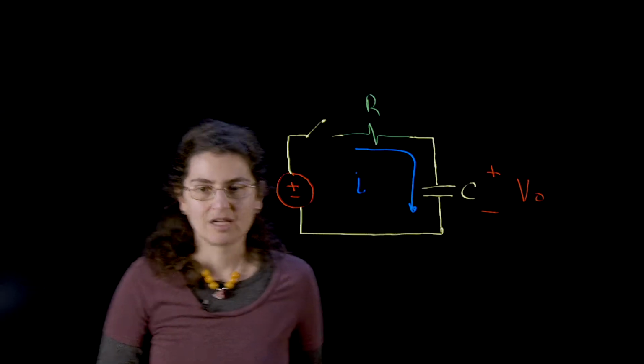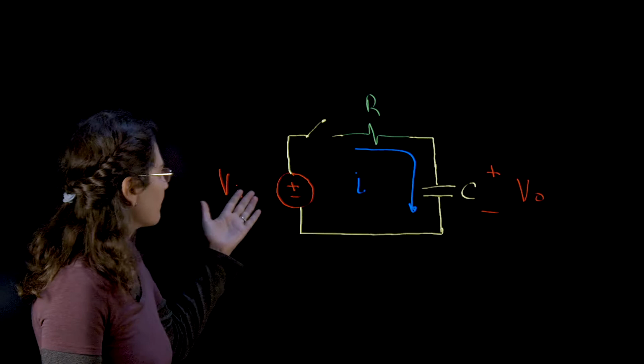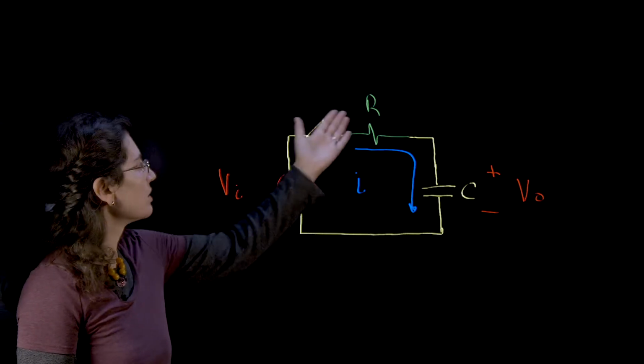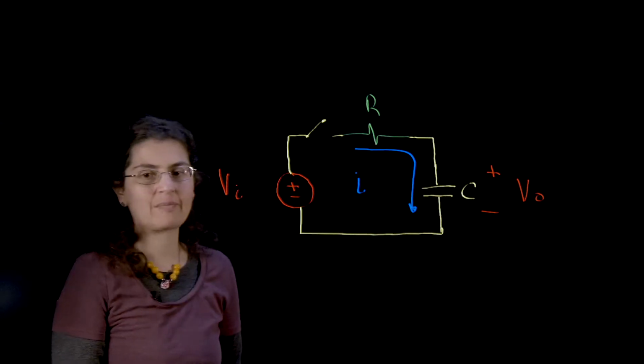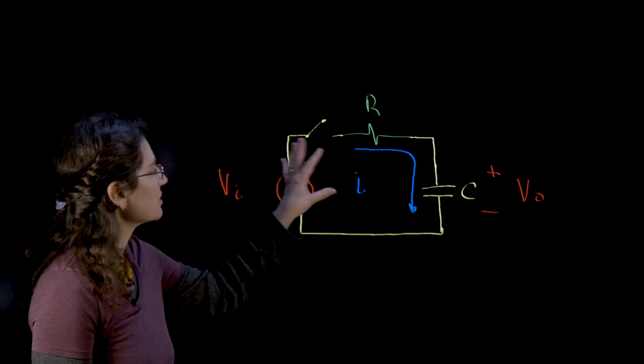Hi, in this video we're going to start looking at capacitors in circuits. So we're going to look at the RC circuit. The circuit looks like this, and basically we have a voltage source and we have a resistor and we have a capacitor. And there is a special thing here.